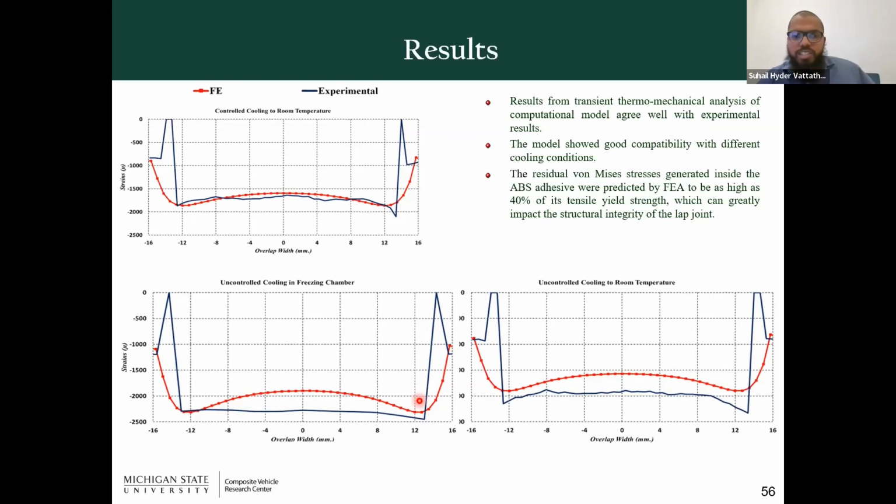And what we have found from this experiment is that there is a 40% increase in the stresses, and the stresses that we got within the adhesive are nearly 40% of its tensile yield strength. So that is considerable. So when you really do a computational model, you need to account for this particular residual stress that was developed due to the manufacturing. And that will give you much better accuracy in predicting the life of the structure.